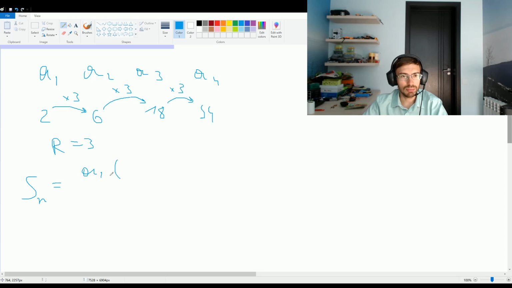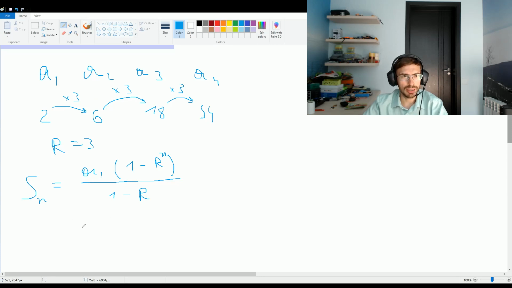So a1 times 1 minus r, where r is the ratio, and then power n, where n is the amount of members of the geometric progression which we want to sum up, over 1 minus r. So let's test this formula now on our very simple geometric sequence.